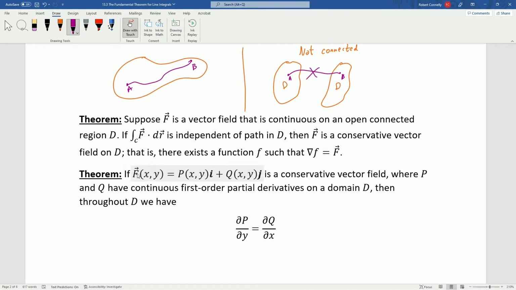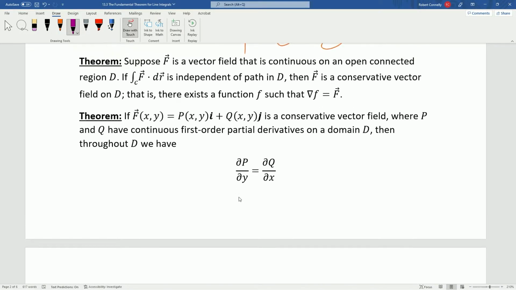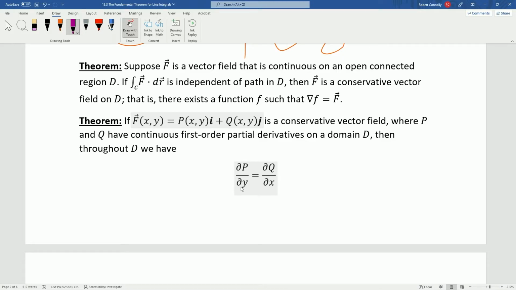So now we look at this vector field F, and we're going to write this in the form P(x,y) i plus Q(x,y) j. So if we know that this is a conservative vector field where P and Q have continuous first-order partial derivatives on a domain D, then throughout D, we have that dP/dy, the partial derivative of P with respect to y, equals dQ/dx, the partial derivative of Q with respect to x.